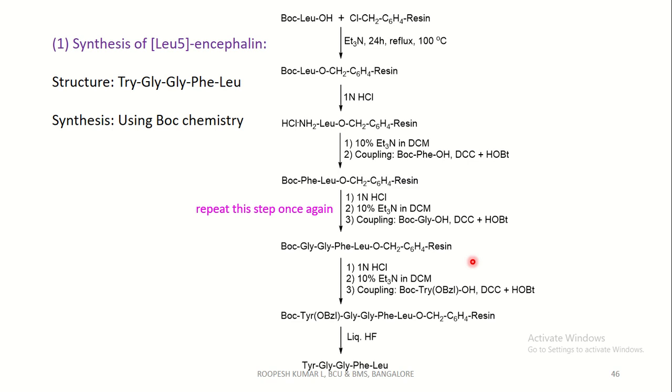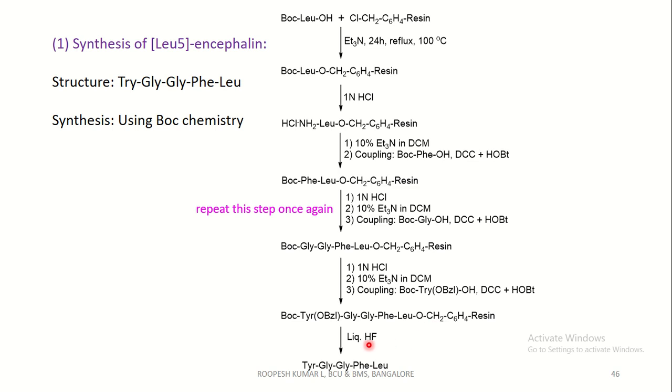And you should again follow the same steps, that is deprotection and neutralization and coupling with the other amino acid, that is Boc tyrosine with the benzyl side chain protector using the DCC HOBt method. You get a pentapeptide with the Merrifield resin.